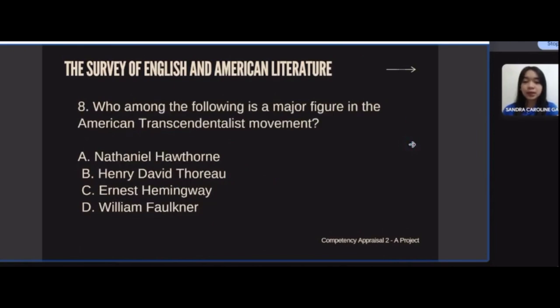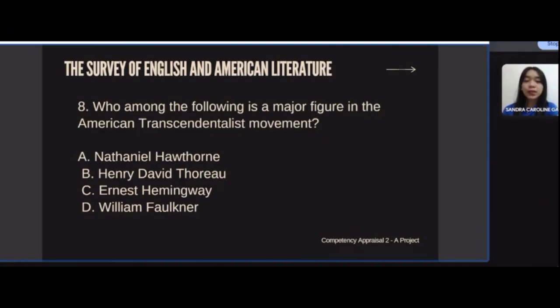Number 8. Who among the following is a major figure in the American Transcendentalist movement? A. Nathaniel Hawthorne. B. Henry David Thoreau. C. Ernest Hemingway. Or D. William Faulkner. Correct answer is letter B, Henry David Thoreau.